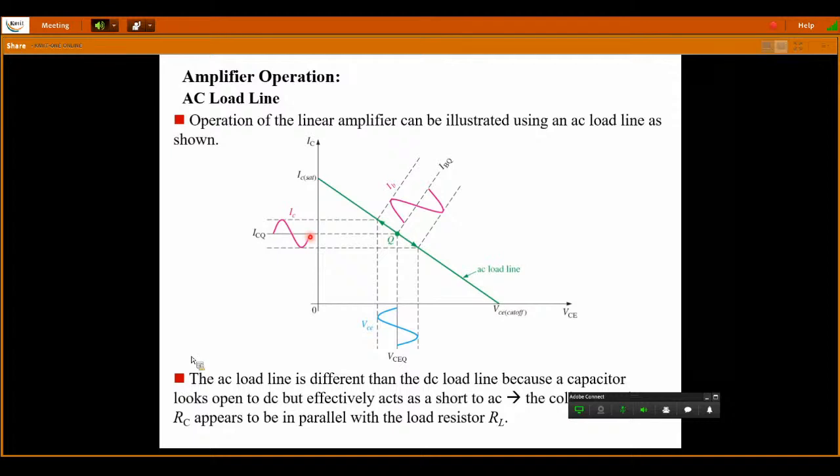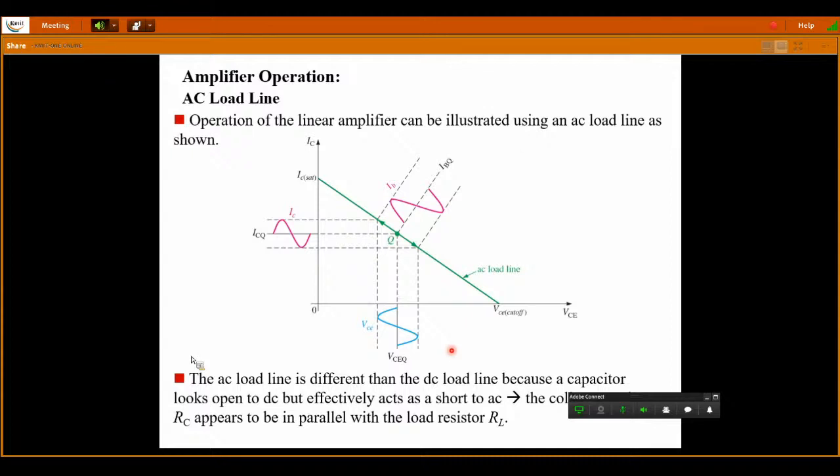Then there is the voltage drop across RC, which gives VCE. On the quiescent value VCQ, the AC voltage will be superimposed, which has a 180 degree phase shift with respect to the input signal voltage. So for a negative signal you get a positive output AC voltage.